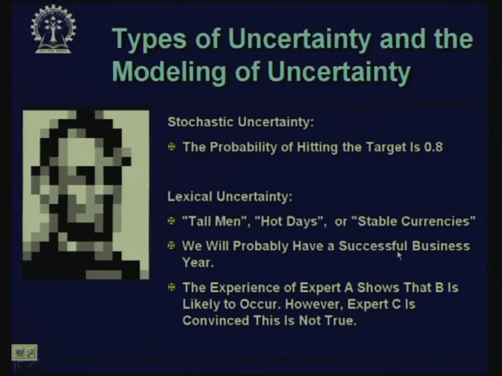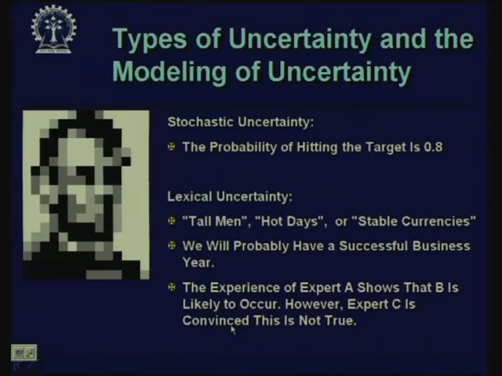The experience of expert A shows that B is likely to occur. Now, again B is likely to occur. What degree of probability would you assign to the word likely? That is really imprecise. Expert C is convinced that this is not true. Now, here you see convinced and likely, these are two different terms. Convinced means he is sure, so the certainty is 1.